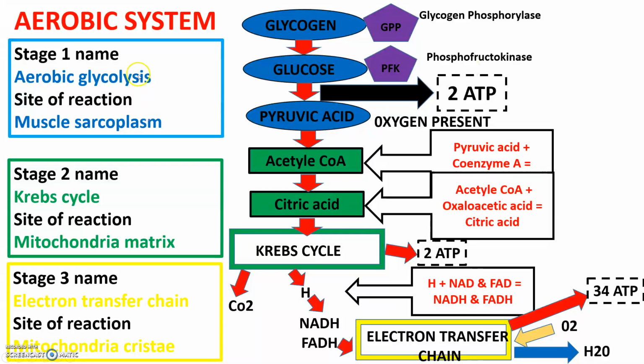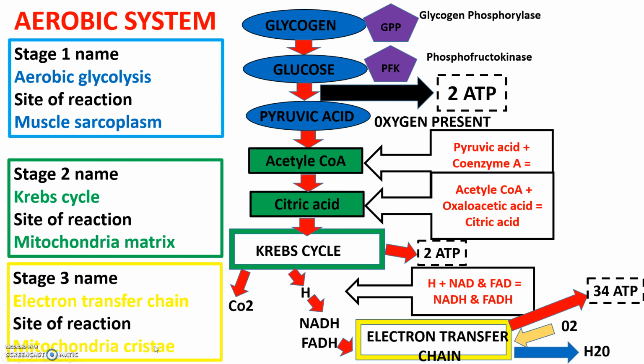Okay, so it's really important. You know the stages and their names, so stage 1 being aerobic glycolysis, and you know where it takes place, the muscle cytoplasm. Stage 2 being the Krebs cycle, and the fact that it takes place in the mitochondrial matrix. Stage 3, the electron transfer chain, and it takes place in the cristae.